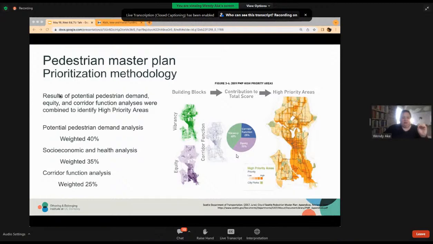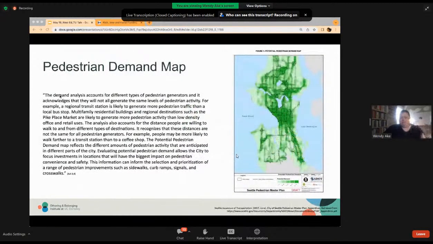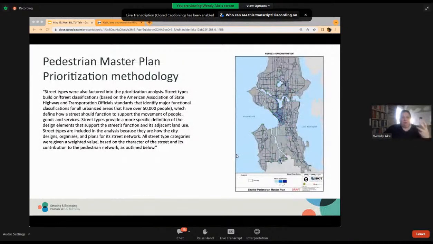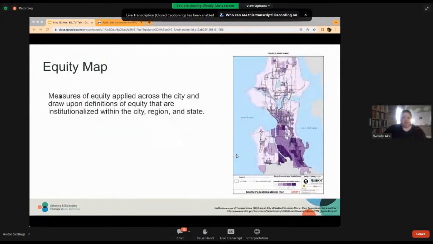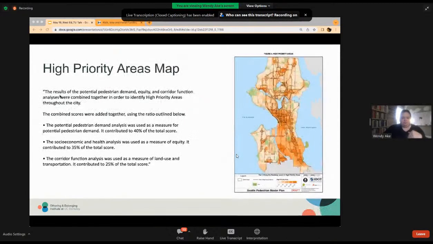One of these is called an equity map. So they looked at pedestrian demand. Where are the areas where there's more pedestrian activity? Where are there areas where there's more demand for more pedestrian infrastructure? And this was an equity map, which was one of 3. And this attended to where there were greater equity problems within transportation infrastructure, and also where folks of color and groups that had been less advantaged than the city on a number of indicators were located. That produced a priority area map.